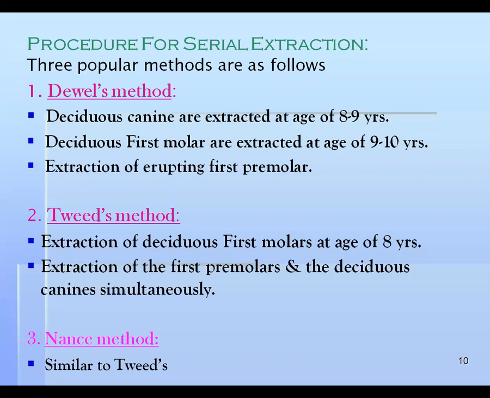Procedures for serial extraction. There are three popular methods of serial extraction. The first one is Tweed's method, in which deciduous canines are extracted at the age of 8 to 9 years. Deciduous first molars are extracted at the age of 9 to 10 years, followed by extraction of the erupting first premolar. Then Dewey's method. In this method, extraction of the deciduous first molar is done at the age of 8 years, followed by extraction of the first premolar and deciduous canine simultaneously. Nance's method is similar to this method.